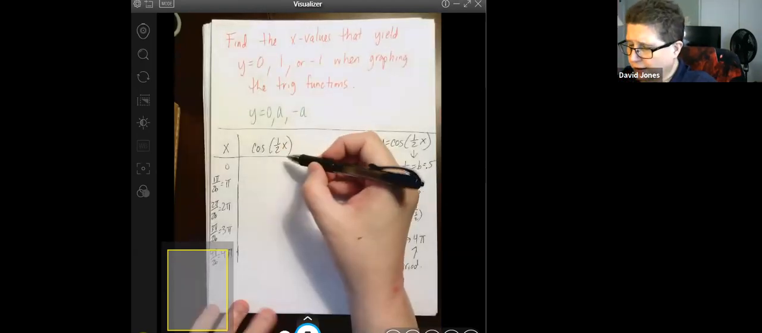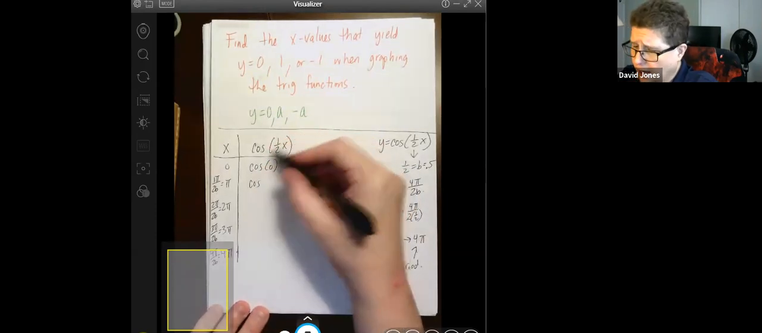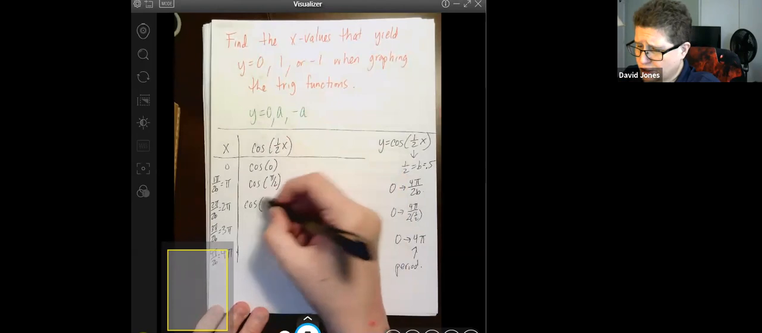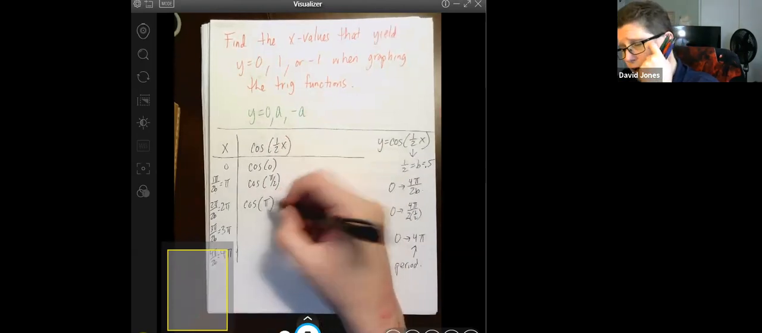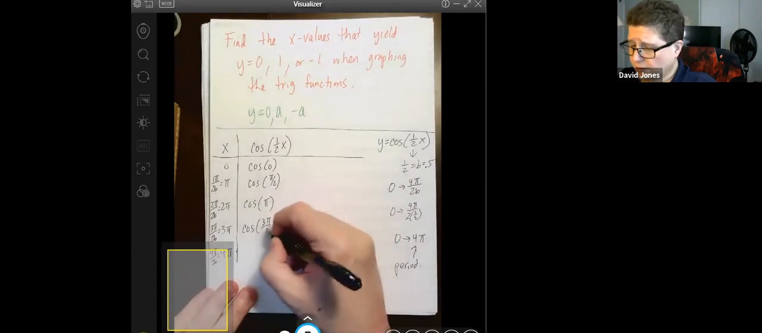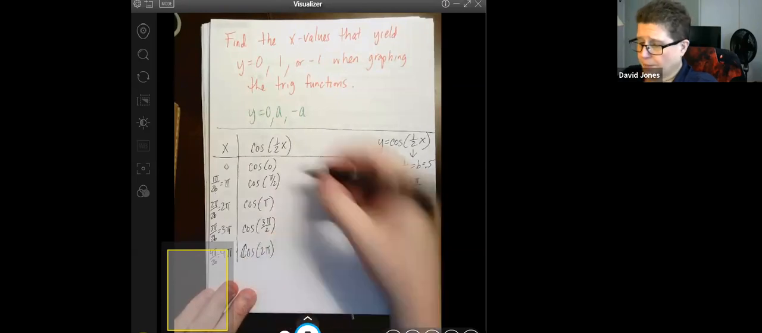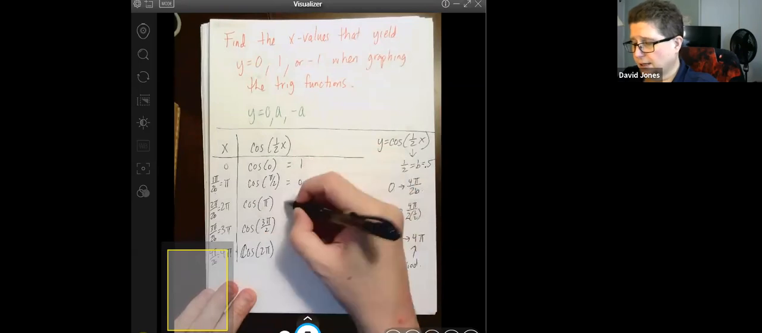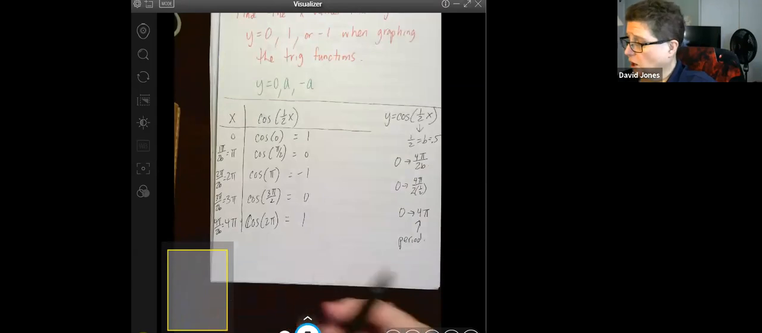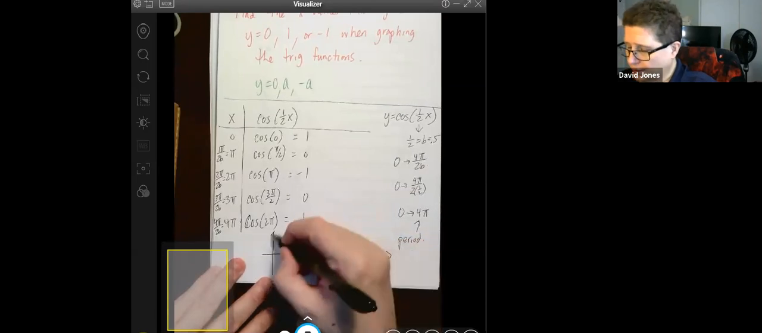When we plug it in now, this is cosine of 0 still. This is cosine of 1/2 times pi, cosine of pi over 2. We plug in 2 pi, 2 pi times 1/2 is pi. We plug in 3 pi, we get 3 pi over 2. And we plug in 4 pi, we get cosine of 2 pi. And again, this is 1, 0, -1, 0, +1. All this does is change how you label your x marks.